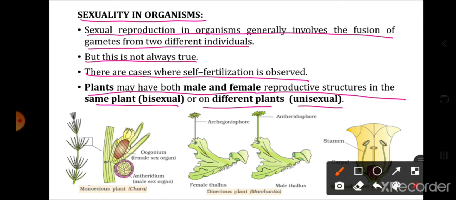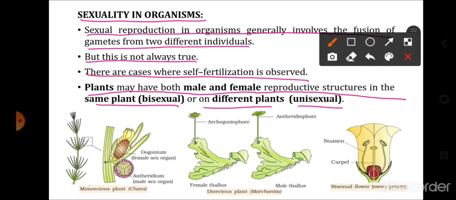So in case of plants, the male and female reproductive structures may be present on the same plant. If they are present on the same plant, that plant is bisexual, or they may be present on different plants. Male reproductive structure is present on one plant and the female reproductive structure is present on the other plant. Such plants are called unisexual plants. See, this is a monoecious plant. Mono means one, that is male and female reproductive structures are present within the same organism. We will see it more clearly in the next slide.